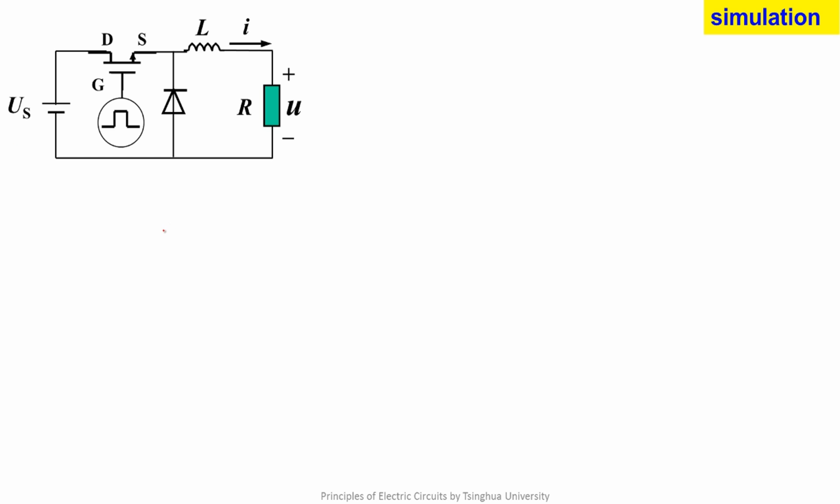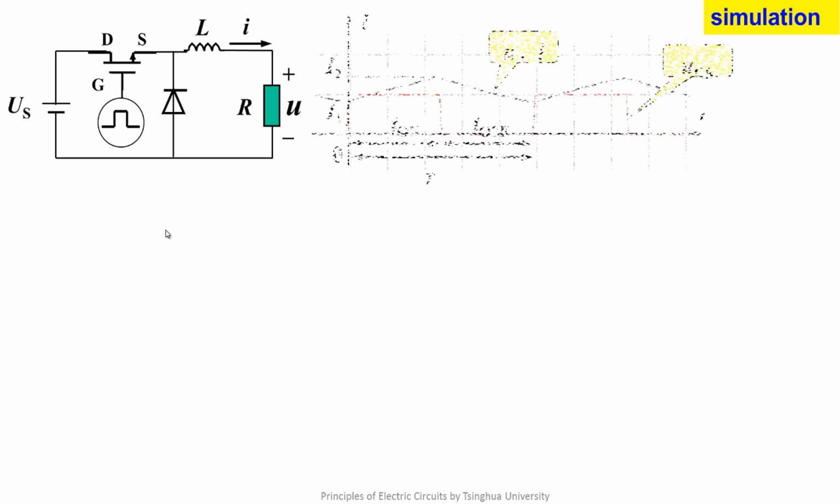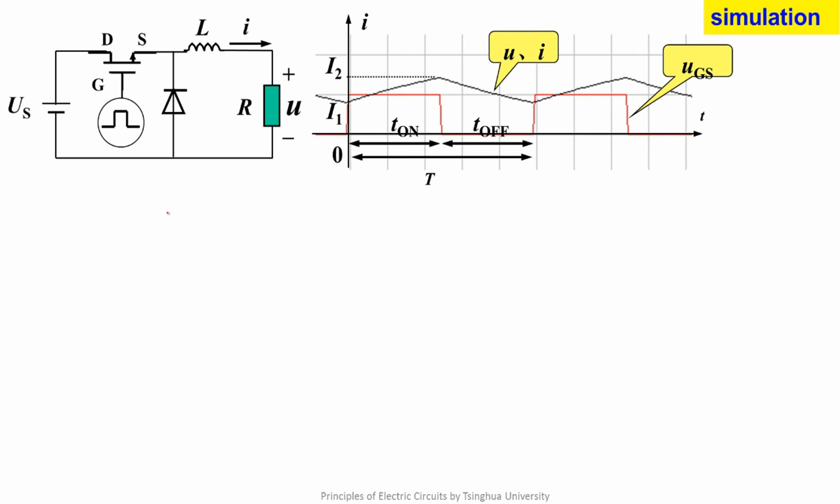Now we focus on the key waveforms in the simulation. We get the voltage of the load in the simulation, and here we draw the current of the load. But because the load is a resistor, the ratio of the voltage and the current is a constant coefficient. The black line represents the current of the load. The red line represents the control signal between G and S of the MOSFET. When the red line is at high level, the whole switch is turned on. When the red line is at low level, the whole switch is turned off.